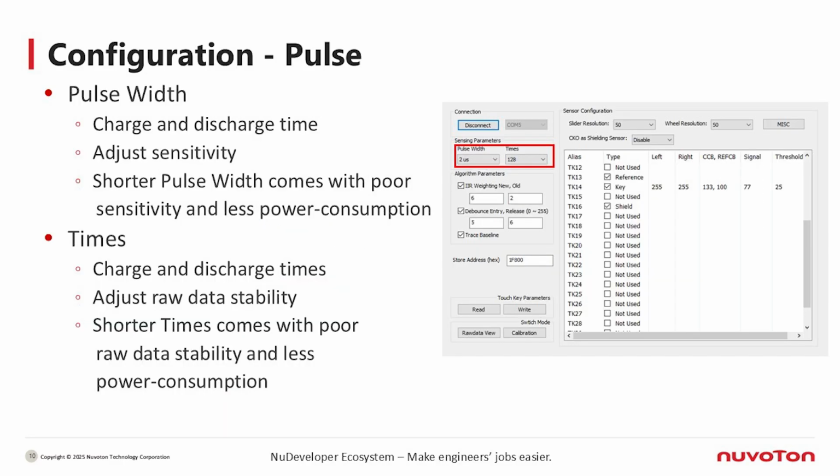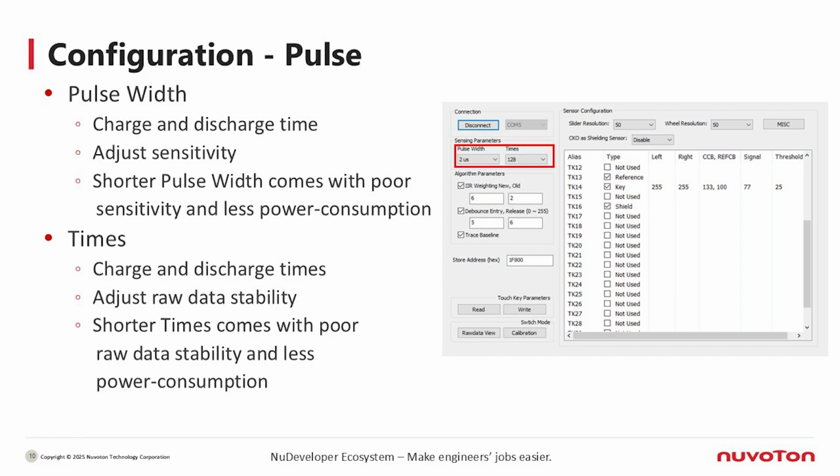Let's look at the pulse configuration. The pulse here refers to the pulse injected simultaneously into the TK reference and shielding, which controls the charging and discharging of the capacitor. Pulse width is the length of time it takes for a capacitor to charge or discharge. Pulse timers are capacitor charge and discharge times. You can adjust the sensitivity of touch keys by setting the pulse width. Therefore, a shorter pulse width setting comes with poor sensitivity and less power consumption, and vice versa. Pulse times are used to adjust the stability of touch key raw data.